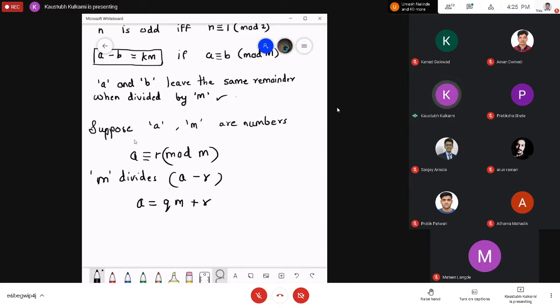But if you subtract the remainder from A, you will get A minus R, and then M can perfectly divide A minus R. A minus R is Q times M. In terms of A and B, if I write the same thing, it will be A is equal to Km plus B. But with Q for quotient and R for remainder, I think this is better to understand. Are you getting this? Did you get this point?